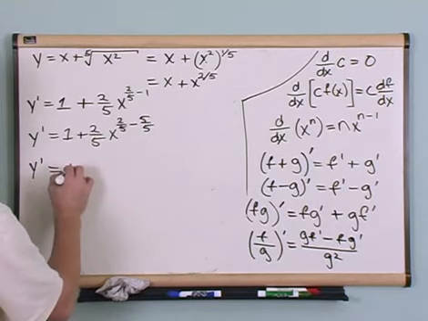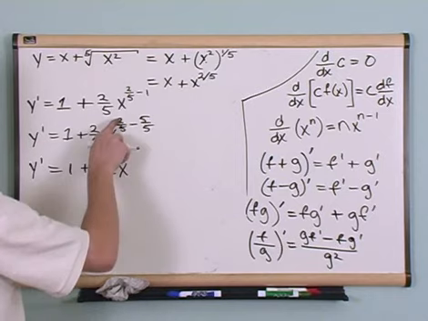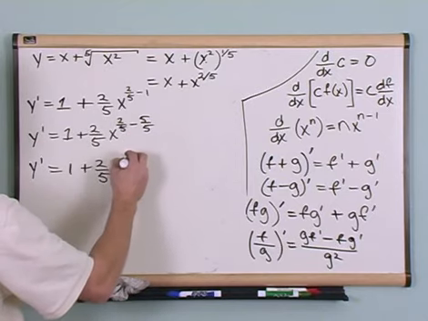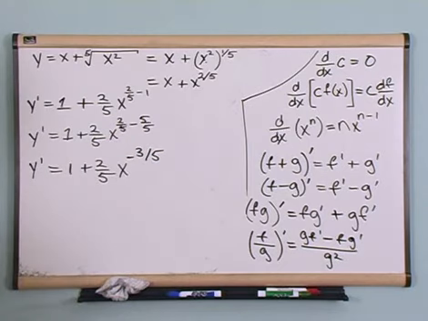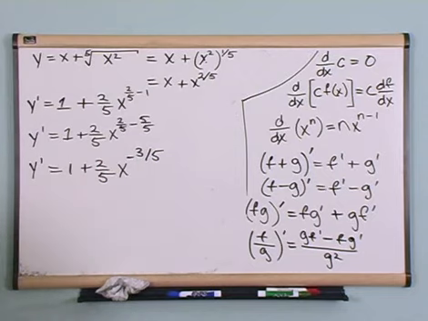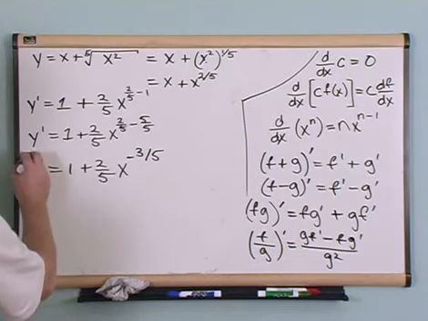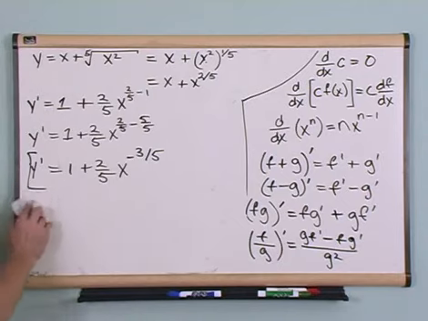So y prime is 1 plus 2/5 x. 2 minus 5 is negative 3/5. I'm just subtracting the top, and the bottom stays the same, because obviously when you're doing fractions, the bottom stays the same. 2 minus 5 is negative 3, so that would be the answer: 1 plus 2/5 x to the negative 3 over 5. So that's the answer to that problem.